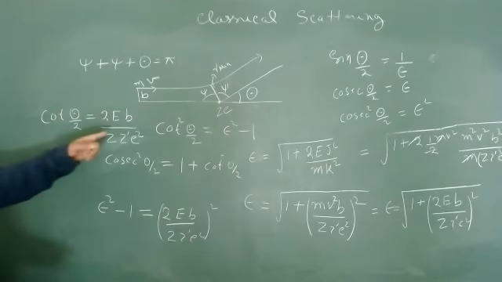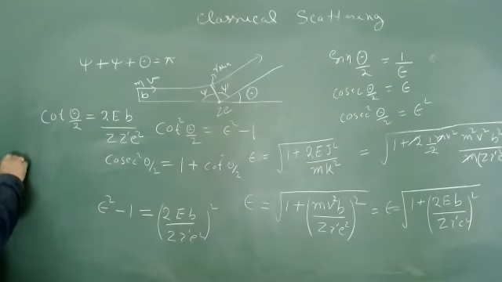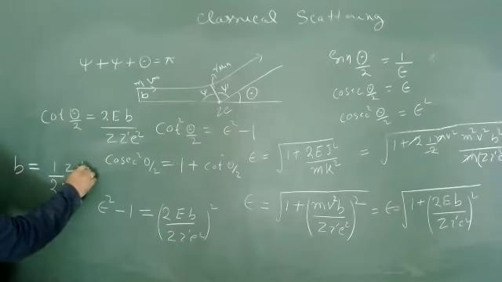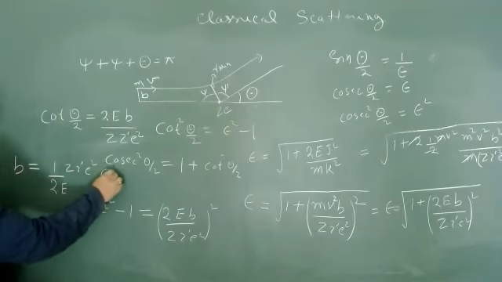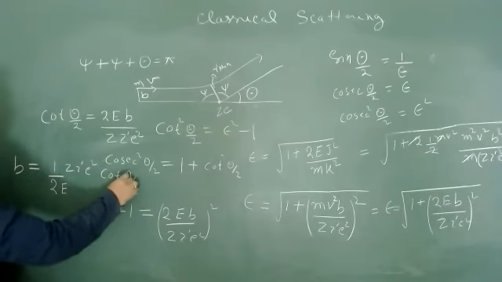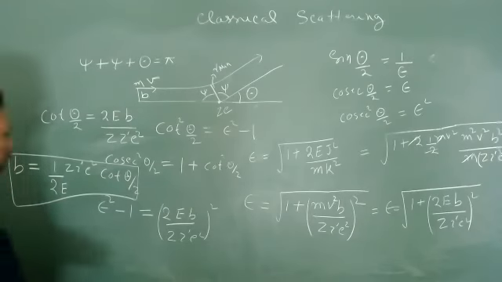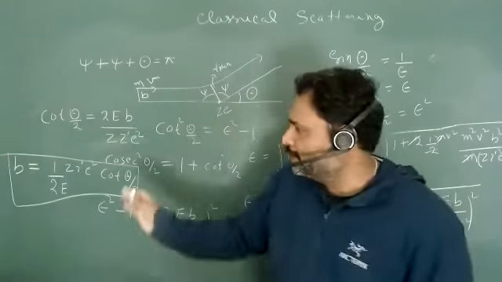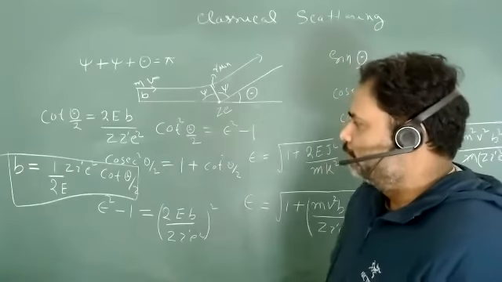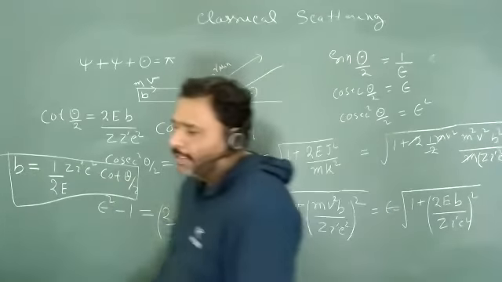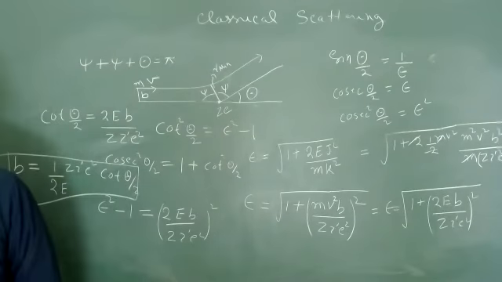Now you have done half of your work. What is written? B is a function of Z dash e square upon 2E times cot theta by 2. And this is the formula given by Rutherford scattering, the relationship between B and theta. And now you can easily calculate the value of sigma theta.